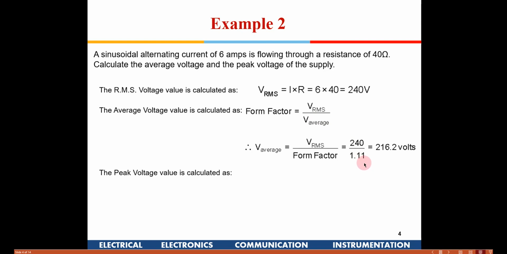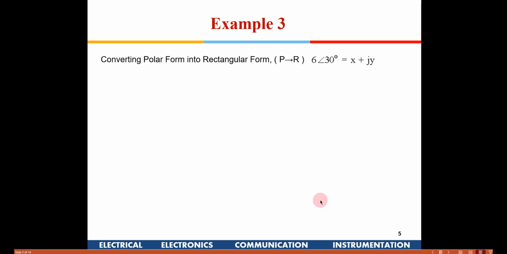Okay, this we did in the theory class. So the RMS value divided by 1.11 will give the V average. That comes out to be 216 volts, and the peak value will be RMS into root 2, that is 1.414, so 339.4 volts. Okay, is this okay? Yeah. If you could respond, it would be better. I will know I am still online.